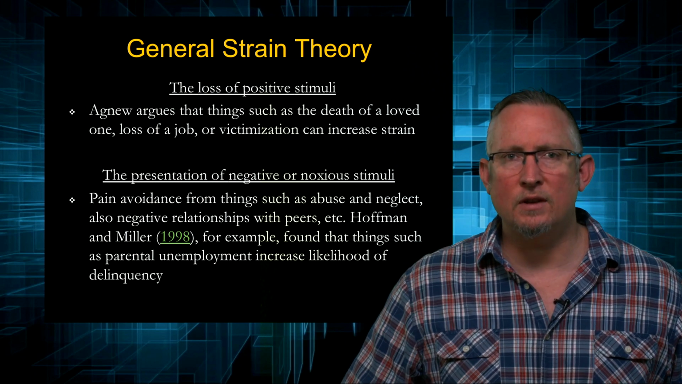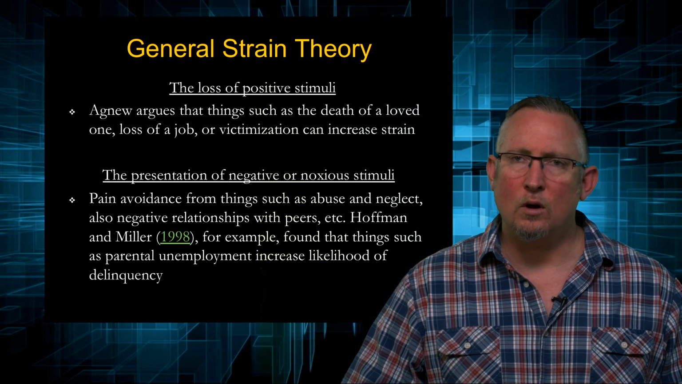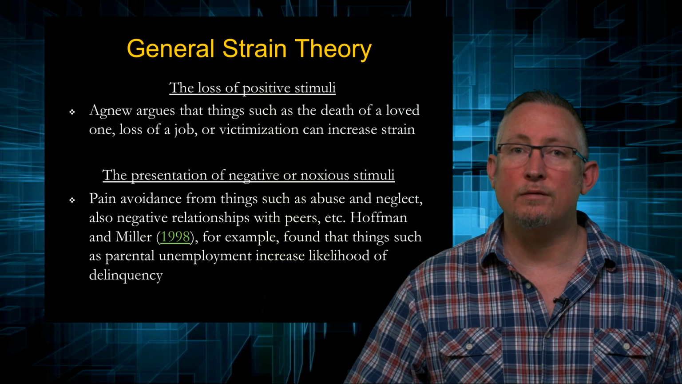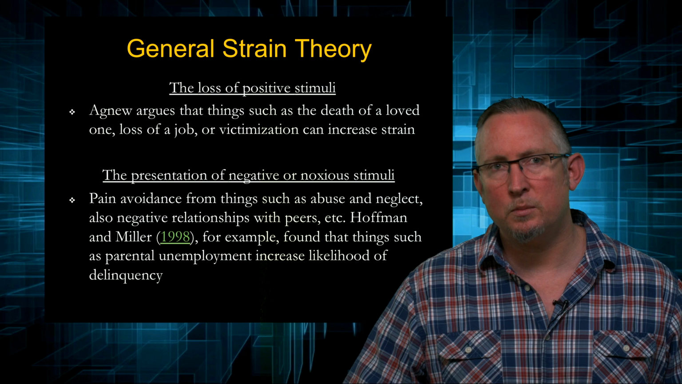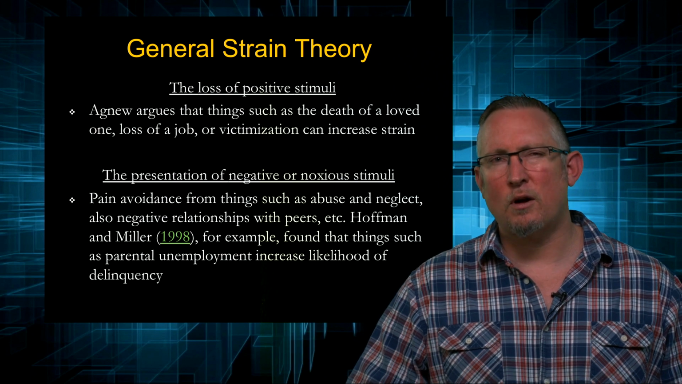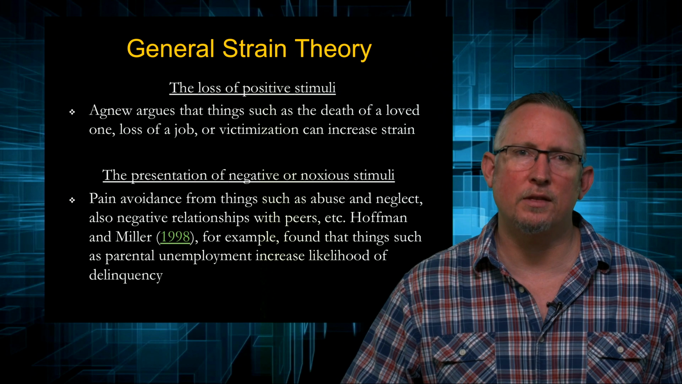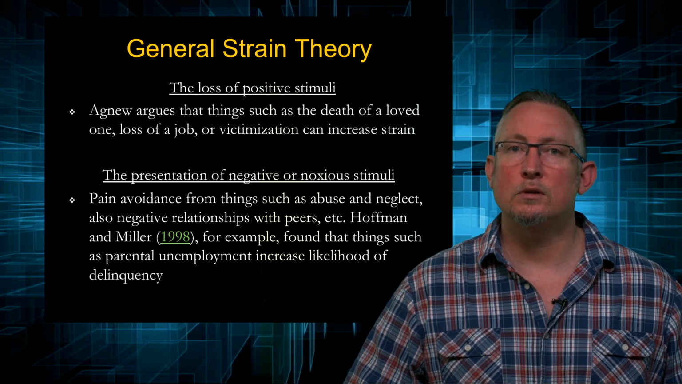Finally, the presentation of negative or noxious stimuli, Agnew argues, leads to things like pain avoidance from life events like neglect and abuse, or also negative relationships with peers. Research from Hoffman and Miller, for example, found that things such as parental unemployment increase the likelihood of delinquency.